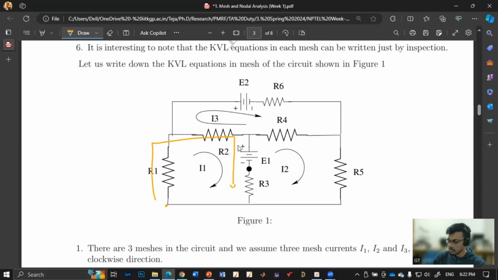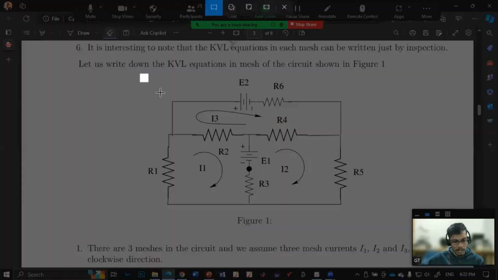There are different numbers of meshes, so we have to identify the meshes in a given circuit. Here there are 3 meshes, so we have to apply KVL in each of these 3 meshes, and by applying that we'll get 3 equations, and there are 3 unknowns, mainly I1, I2 and I3. So before we start, let us consider this circuit and apply KVL. Let me copy this into my notepad.